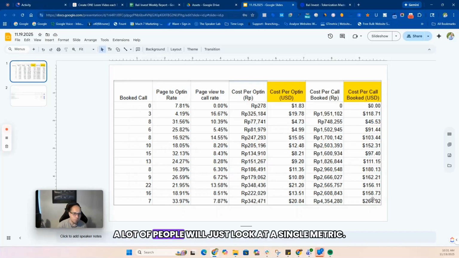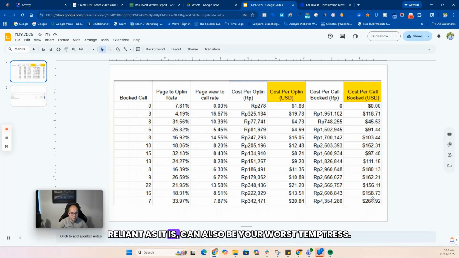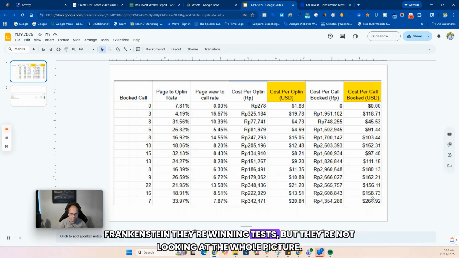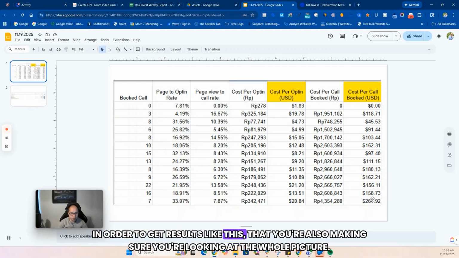And it's really important. A lot of people will just look at a single metric. One of the things that you have to be really careful with, really any marketing agency, is that data, as trustful and reliant as it is, can also be your worst temptress. I can tell you how many new CRO experts come in and they just start testing metrics and they eventually Frankenstein. They're winning tests, but they're not looking at the whole picture. So it's very important when you start building these things and you're micro testing, in order to get results like this, that you're also making sure you're looking at the whole picture.